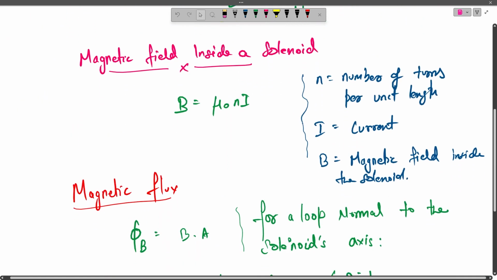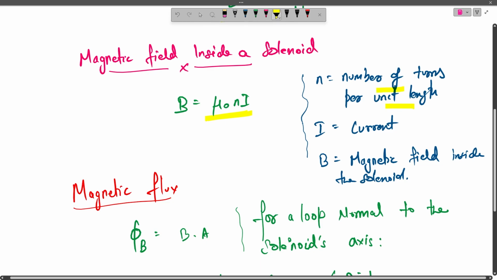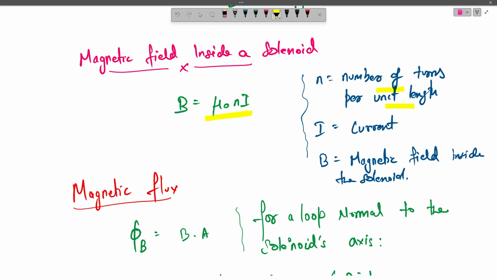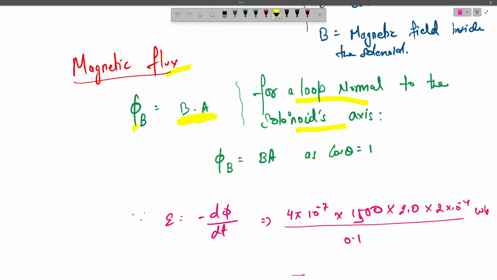Now the magnetic field inside the solenoid is given by B equals mu naught n i, where mu naught is the permeability of free space, n is the number of turns per unit length of the solenoid, and i is the current. Now magnetic flux is defined as phi B equals B dot A, that is the dot product of the magnetic field and the area vector. For a loop normal to the solenoid axis, as in the case of our question, theta is equal to 0, so the dot product will be BA, as cos theta equals 1.